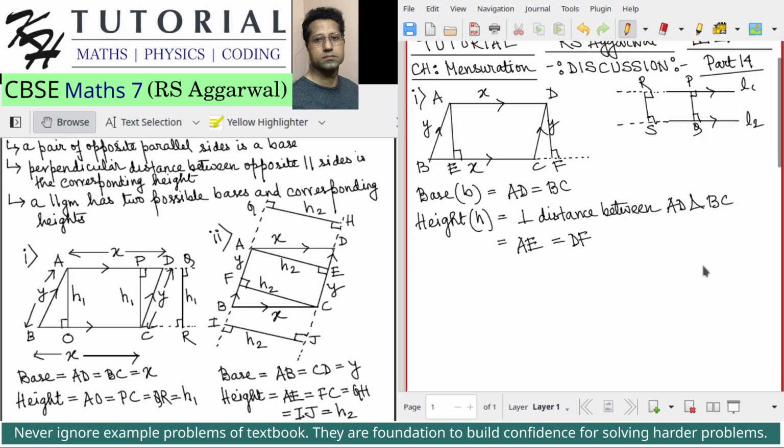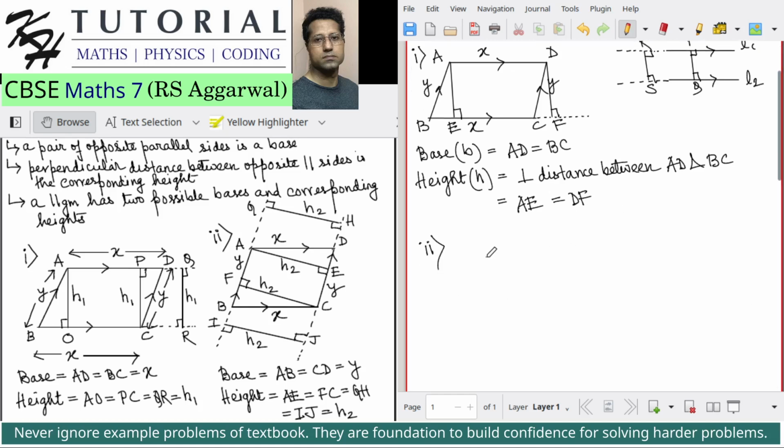Okay. Now let's try to understand what if we consider the other pair of opposite parallel sides, that is AB and DC, as the base. What will be the height? I am explaining the figure 2 on the left hand side. So let's draw the same parallelogram. It may not look the same, but please assume that this is the same parallelogram ABCD.